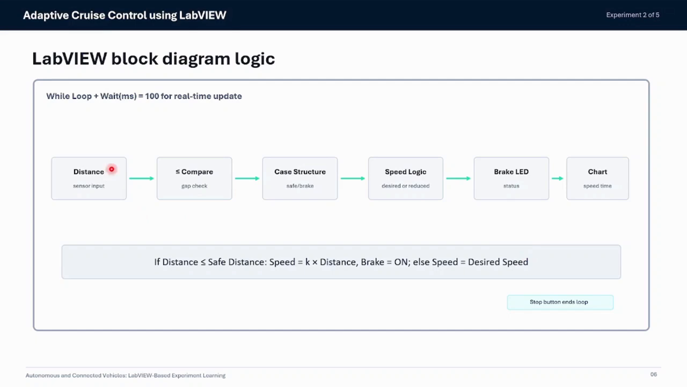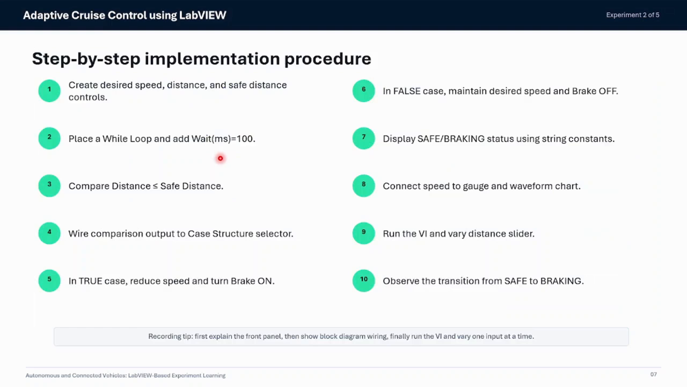We already discussed the architecture. If the distance is less than or equal to the safe distance, we look at the speed, whether we have to maintain it or reduce it. We have to implement this in the LabVIEW block diagram. There is a step-by-step procedure, and we now discuss the LabVIEW block diagram.